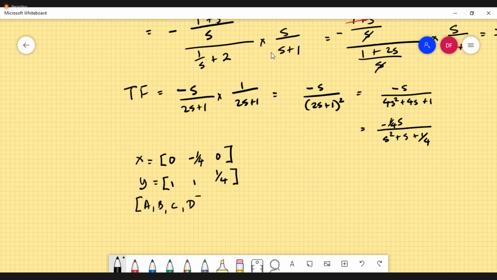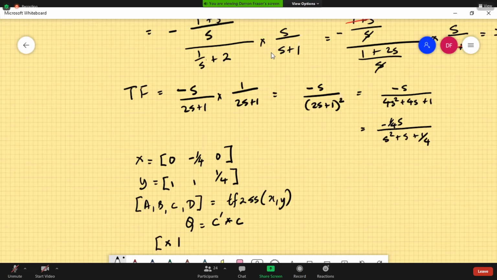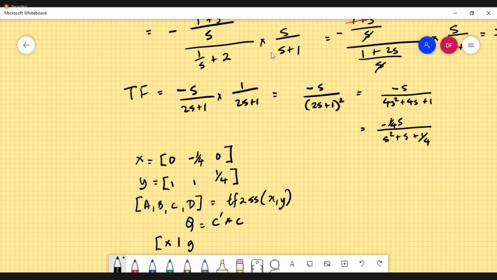B, C, D equal transfer function to state space x, y. So it will write it for us. And then we would write down that Q is equal to C transpose times C. And then we would write down X, L, G for gains is the care function.